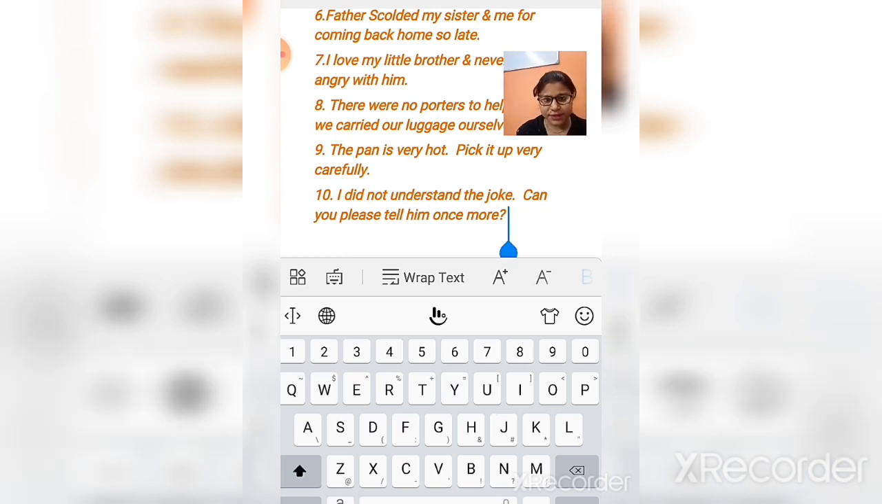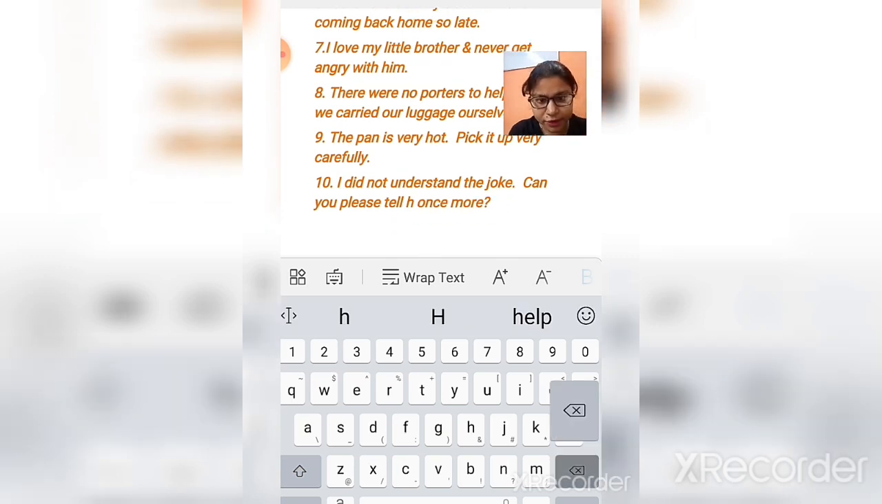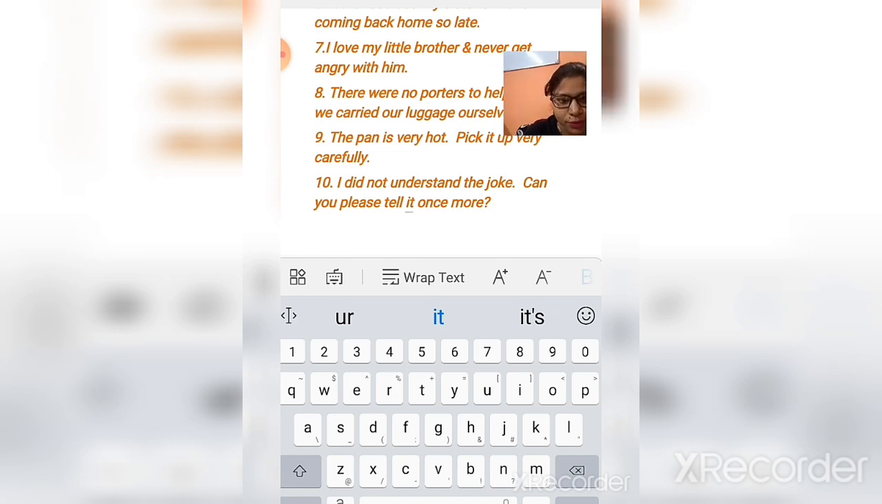So the last point says, I did not understand the joke. Can you please tell him once more? Okay, it's talking about a joke, so we cannot use "him" here. I did not understand the joke. Can you please tell it once more? Tell it. "Him" cannot be used because it is used for a joke. Can you please tell it once more?